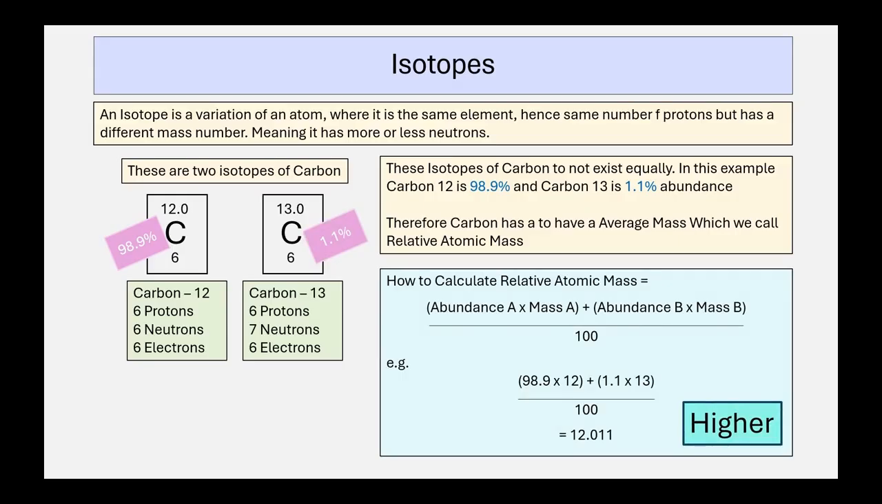But to calculate, we take the abundance of carbon A, for example, or atom A, which is 98.9, and then we times it by the mass, which is 12, and then do the same for carbon B, which is our carbon-13, and we get 1.1 times 13. Put that all over 100, because we've done a percentage, and it is 12.011.